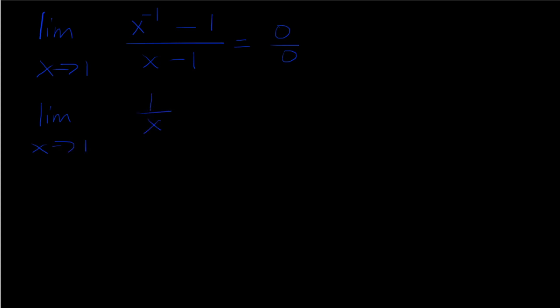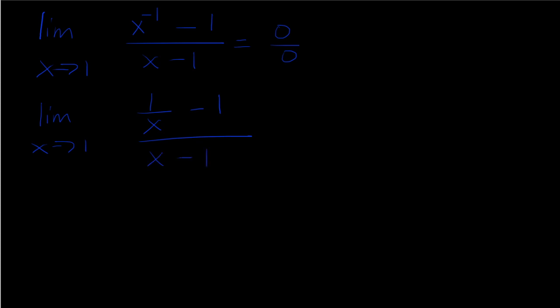Let's begin. We have the limit as x approaches 1 of x to the negative 1 minus 1 over x minus 1. If I plug in 1 for x, I get 0 over 0. So now I'm going to rewrite the x to the negative 1 as 1 over x, and I'm going to leave everything else the same.